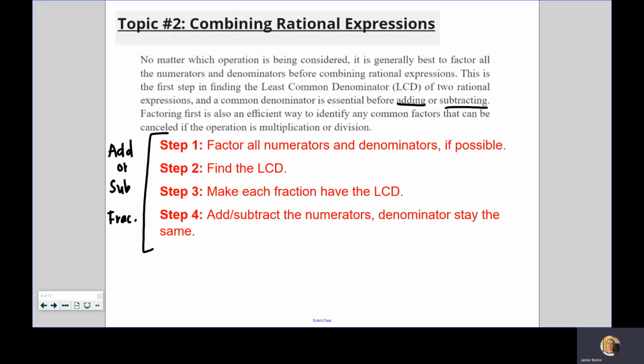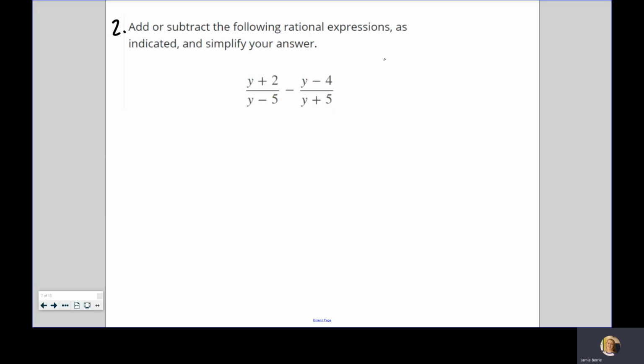Let's look at our next step, which is to find the least common denominator. I like to go off to the side and write the LCD. That way, if you get distracted in the middle of the problem and have to get up and do something else, you can always look back and see, oh, yeah, I remember now, that was my least common denominator. That's what I was going for here.